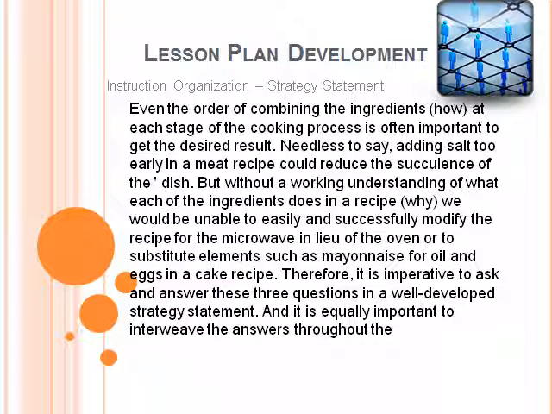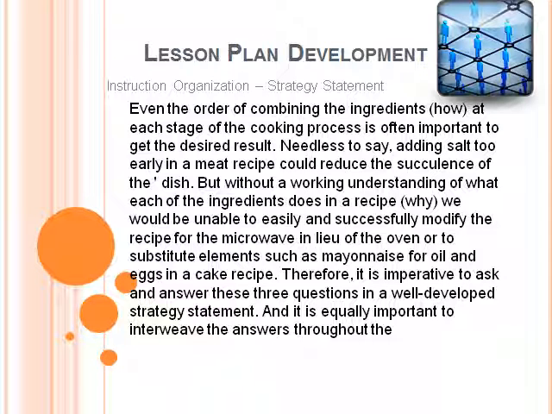Even the order of combining the ingredients, the how, at each stage of the cooking process is often important to get the desired results. Needless to say, adding salt too early in a meat recipe could reduce the succulence of the dish. But without a working understanding of what each of the ingredients does in a recipe, the why, we would be unable to easily and successfully modify the recipe for the microwave in lieu of the oven, or to substitute elements such as mayonnaise for oil and eggs in a cake recipe.